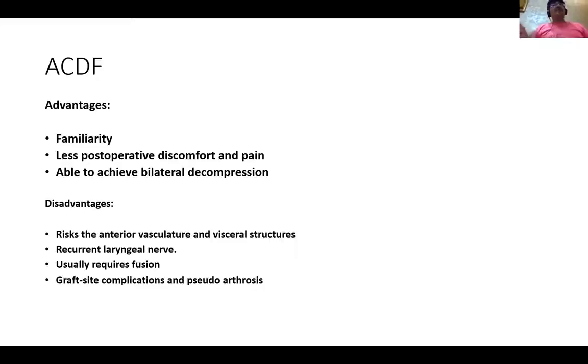However, everything comes with a disadvantage. As you see, you're going through vital structures. So there is a risk of injury to the recurrent laryngeal nerve, and veins you have to deal with if it is a very short neck. You have to do fusion in the majority of cases, and you have to think about the graft site complications and the graft related complications. So these are some of the disadvantages of conventional anterior cervical decompression and fusion.